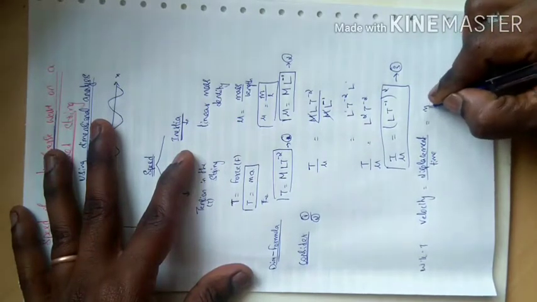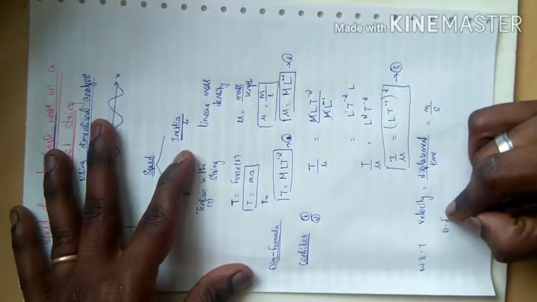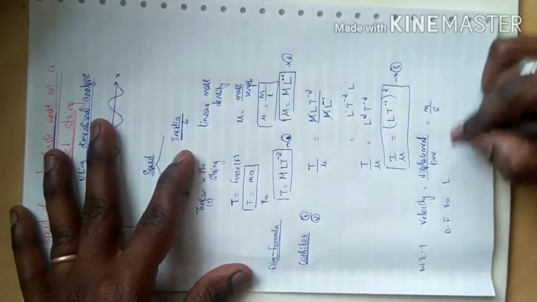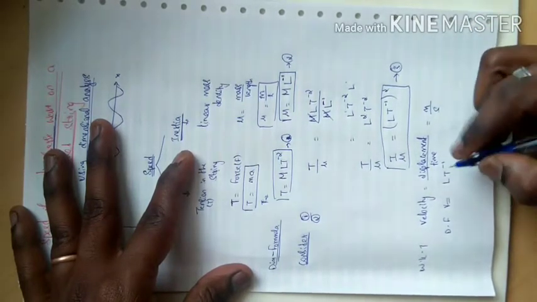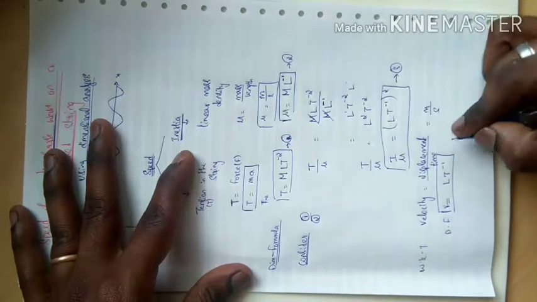Displacement is measured in meter. Time is measured in second. What is the dimensional formula for this? It means V is equal to displacement by time. Dimension of meter is L. Dimension of time is T to the power minus 1. And velocity takes the dimension LT to the power minus 1.